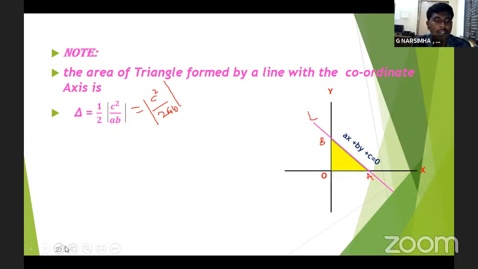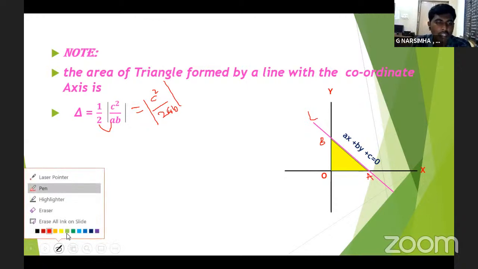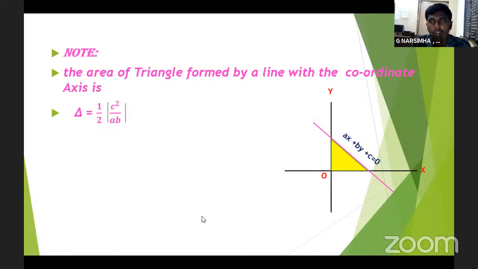Okay, once again I'm recalling for you. The area of the triangle, which is represented by the yellow shaded region, formed by a line ax plus by plus c equals 0 with the coordinate axes, both the x and y axis, is half into modulus of c square by ab, or sometimes you can write 2 inside this modulus, that is modulus of c square by 2ab. Okay, this is the concept which we have already discussed in the straight lines chapter in your first year syllabus.